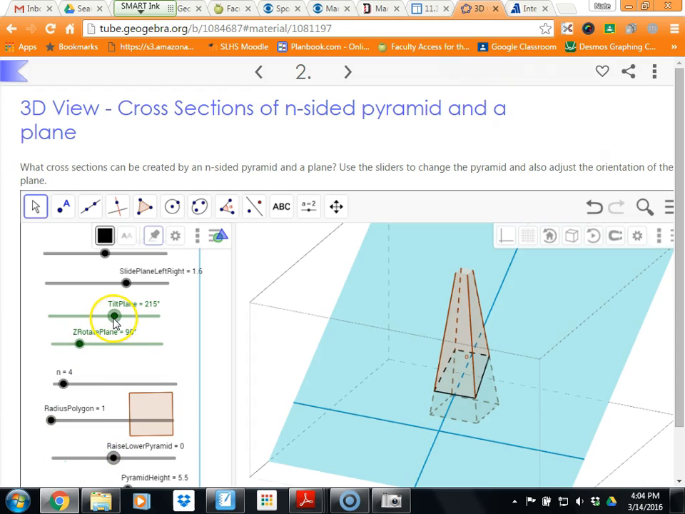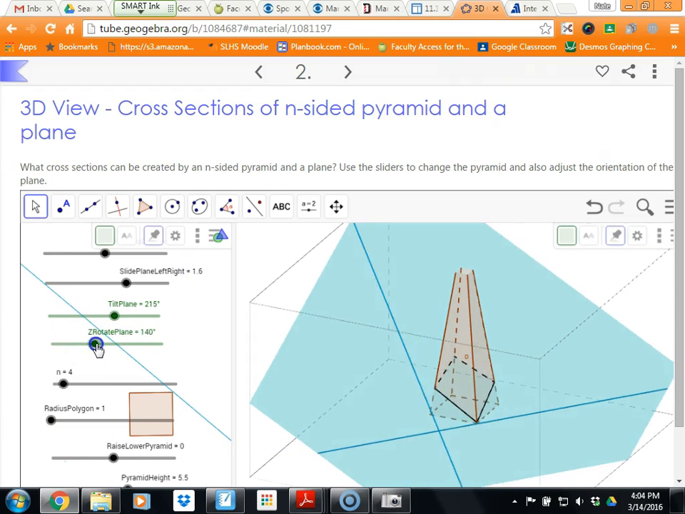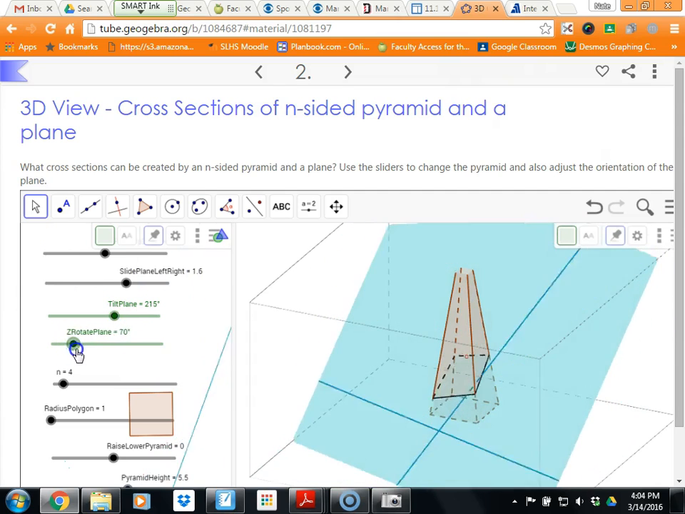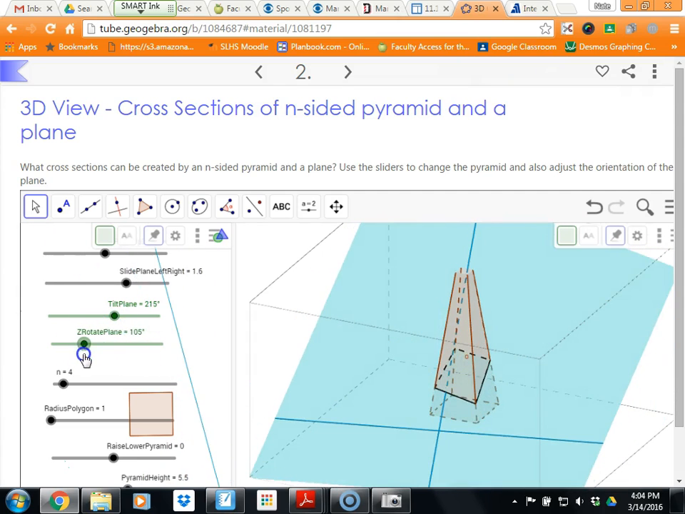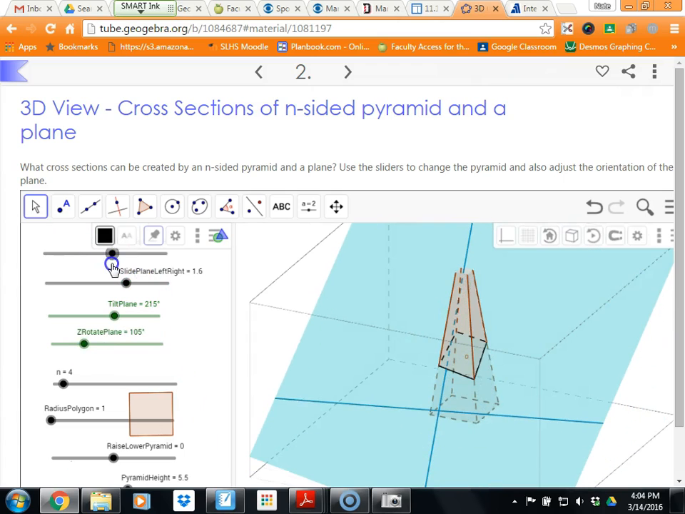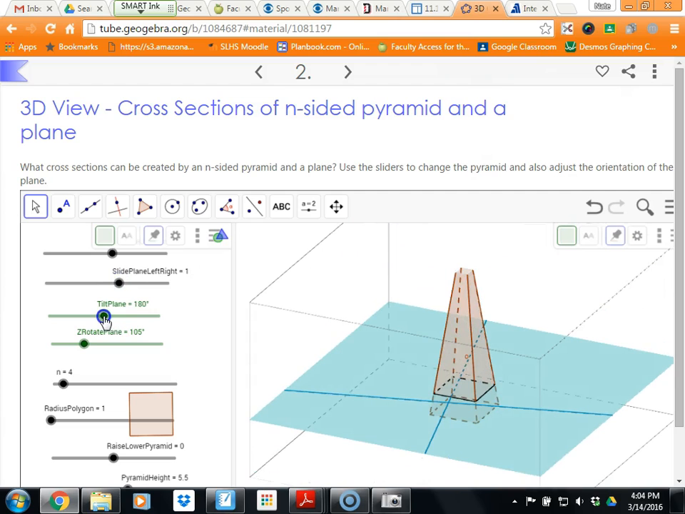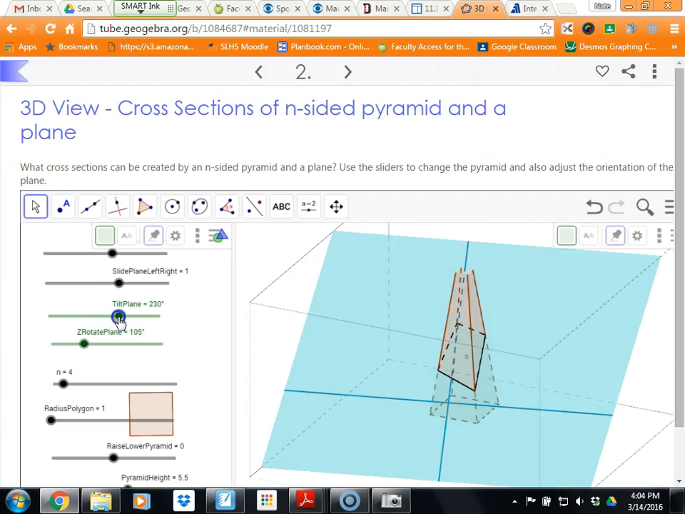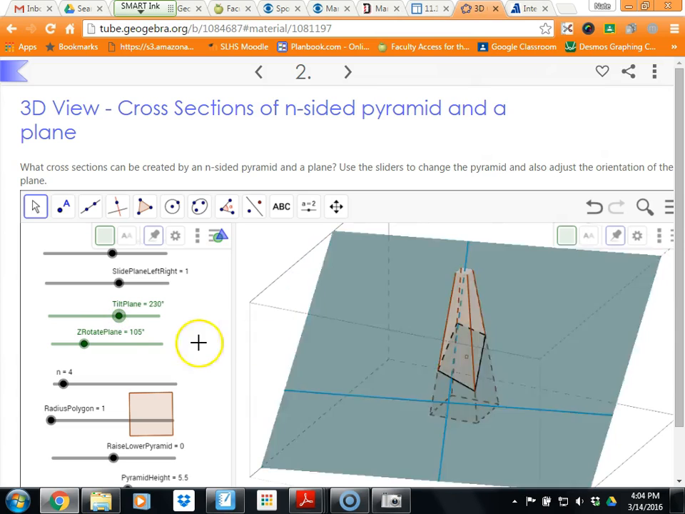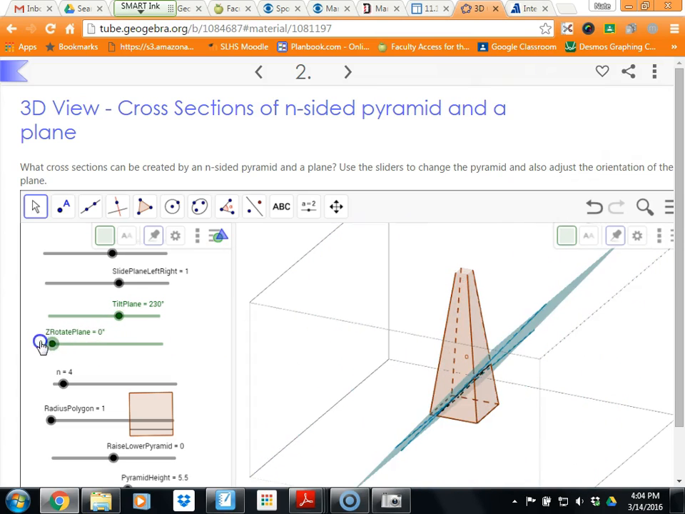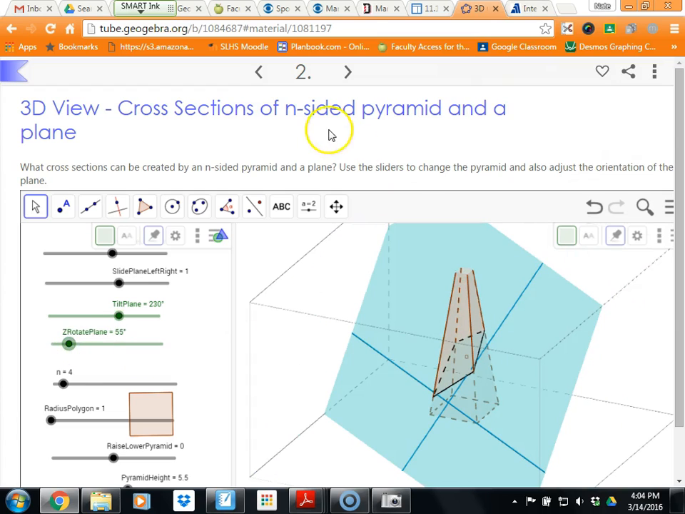If we'd like, we can take a look at this. We can rotate our cross section and see what different kinds of figures we can get, or cross sections we can get. So if we tilt it, we see, oh, we got a square or rectangle, and we can tilt that a little bit and get a quadrilateral. We can rotate those and see. So I'll let you take a look at that and play around with that as much as you like.